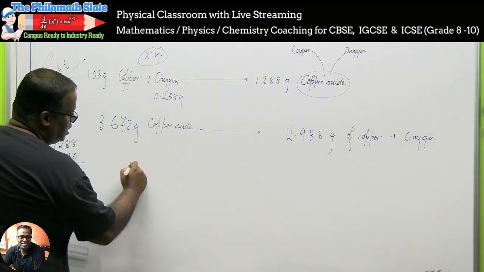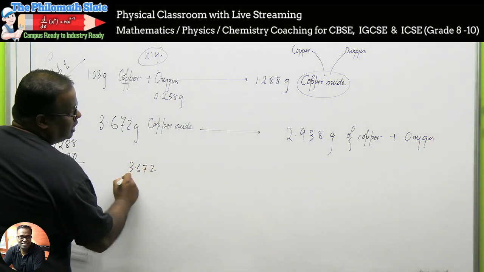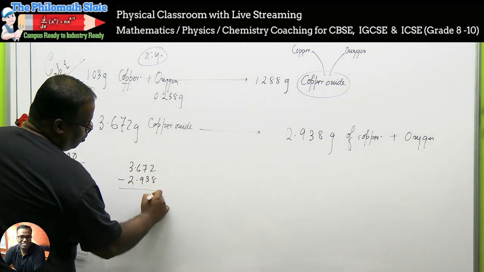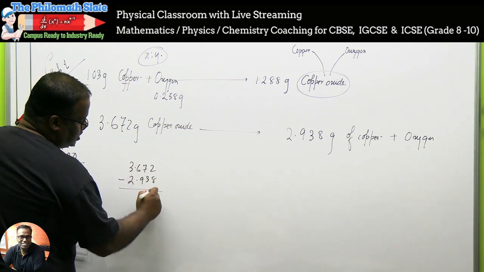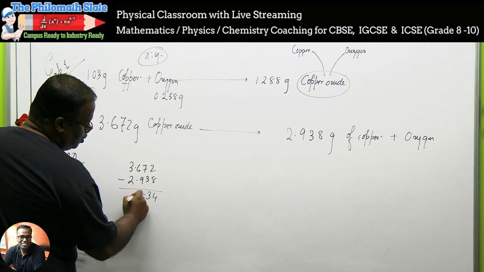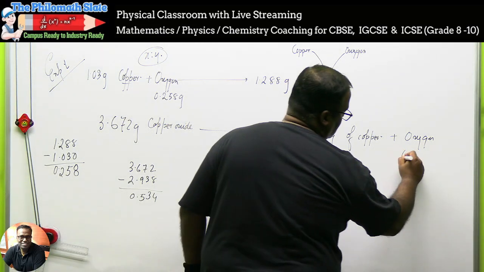Let's see. 3.672 minus 2.938. How much do we get? 4, carry 1, 1 and 3 is 4, and 7 minus... 9 and 6 gives me 15, so 0.534. Did you understand this?